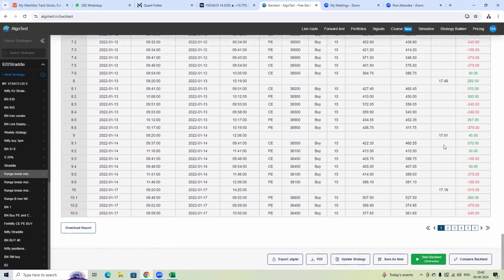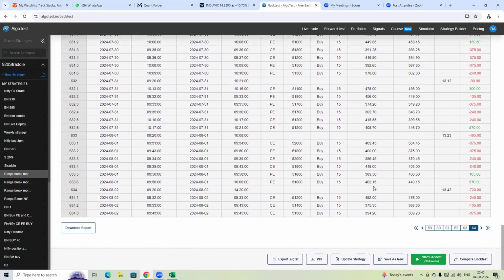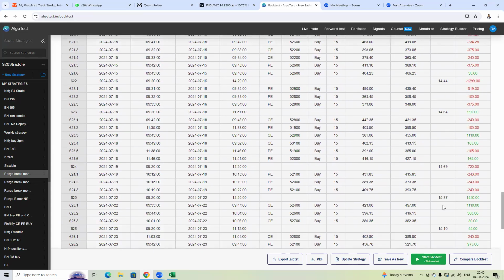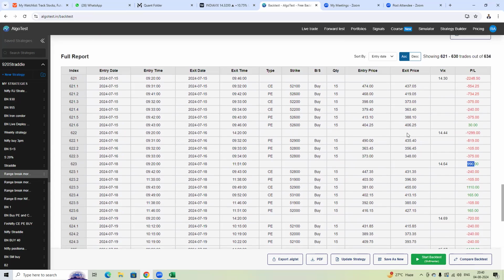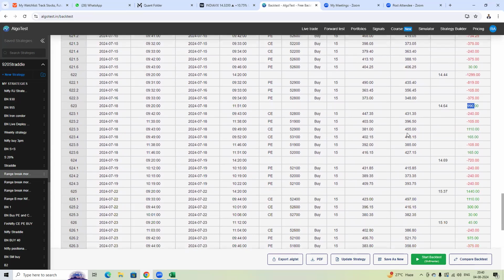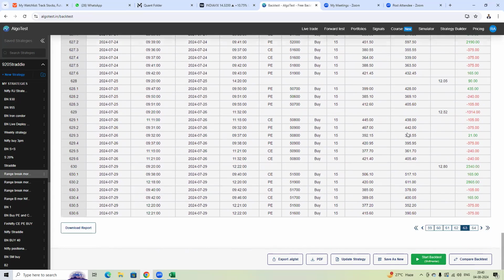In 2022 it has made 2200. Let us understand the trades. Whenever a big profit comes, you have to wait. You can see here a profit of 1400, a profit of 2200, a profit of 900, because whenever the market is in a very uncertain situation you can deploy this range breakout strategy. Every strategy has a timing for when you should deploy it. Whenever very high movement is expected, you can deploy this strategy and it will do very well.